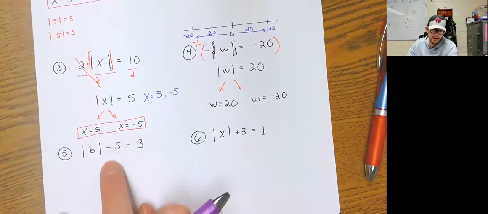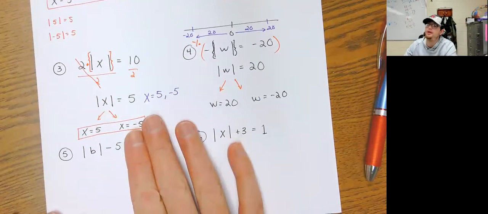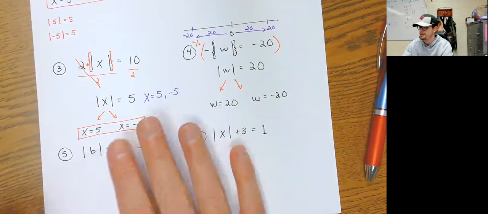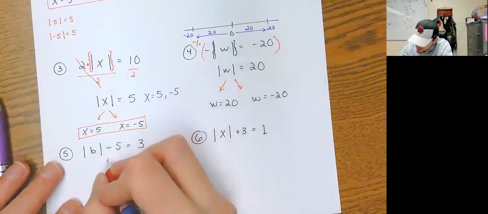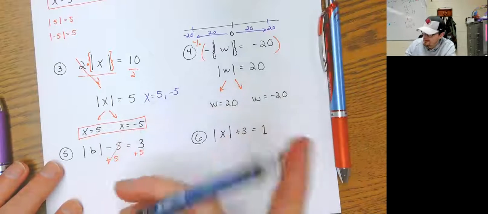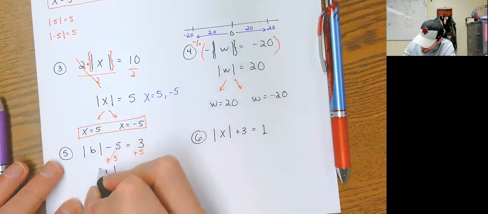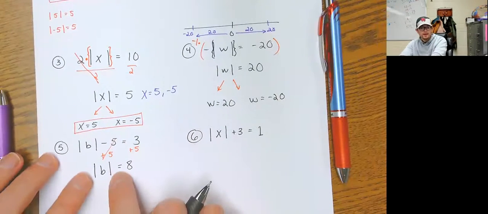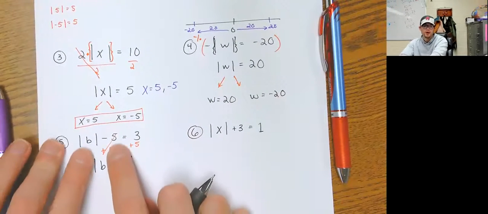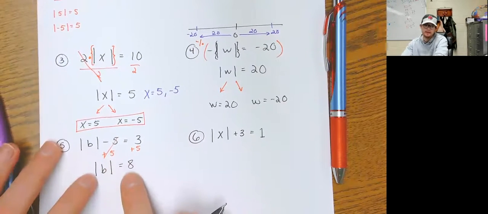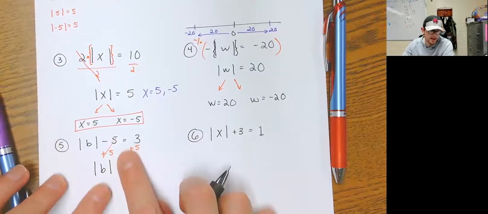Okay, now this one, is that by itself? No, it is not. I have something on the outside of this absolute value which I need to cancel out. I need to cancel out subtraction. So I add, and what you do to one side, you do to the other side. So I cancel out. I'm left with the absolute value of B equals 8. And again, really accentuate, be dramatic with your absolute value bars so that you remember and you don't mistake them as ones. They're the absolute value bars. Okay, it's by itself now, so we're good.